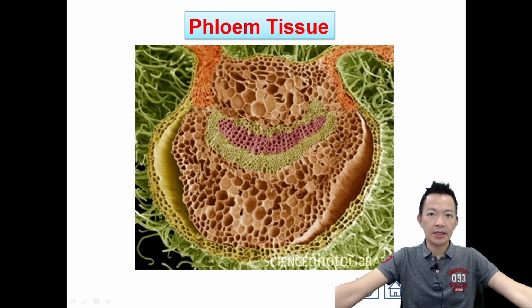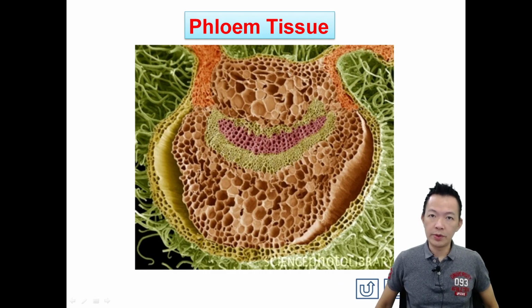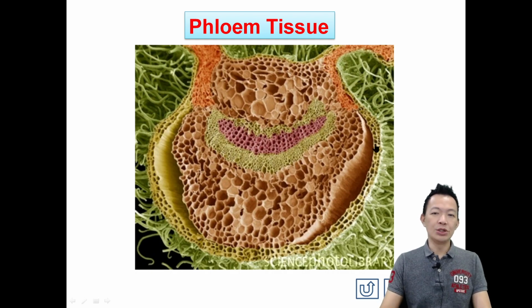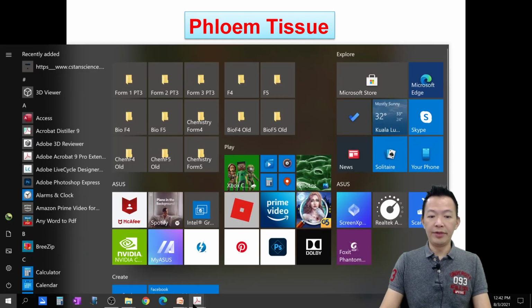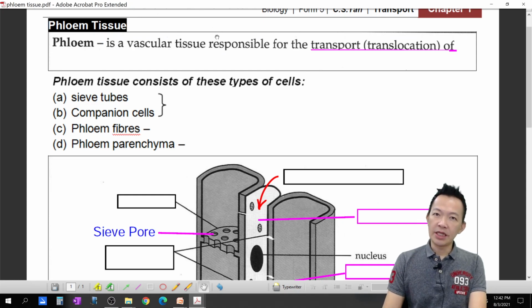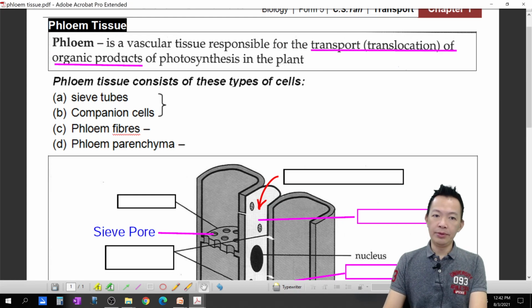We just finished a title called xylem tissue, so now we continue with another vascular tissue that we call phloem tissue. Okay, so what is phloem tissue? What is the function? Phloem tissue is a vascular tissue responsible for the transport of the organic product of photosynthesis in the plants.